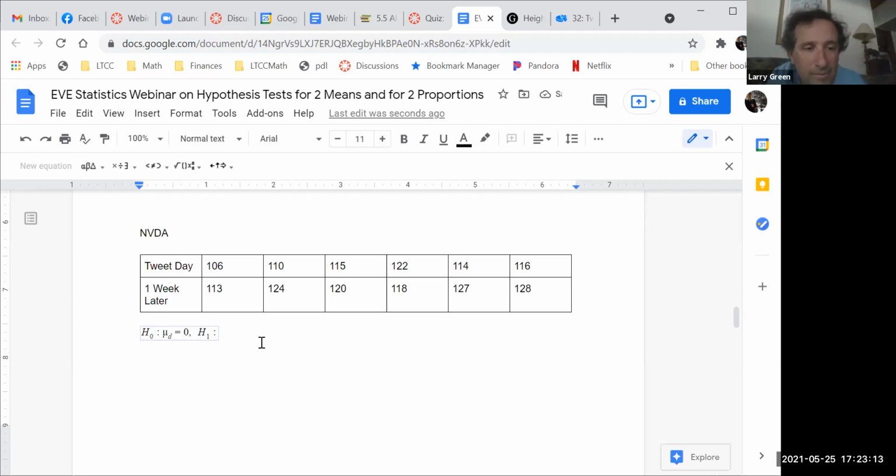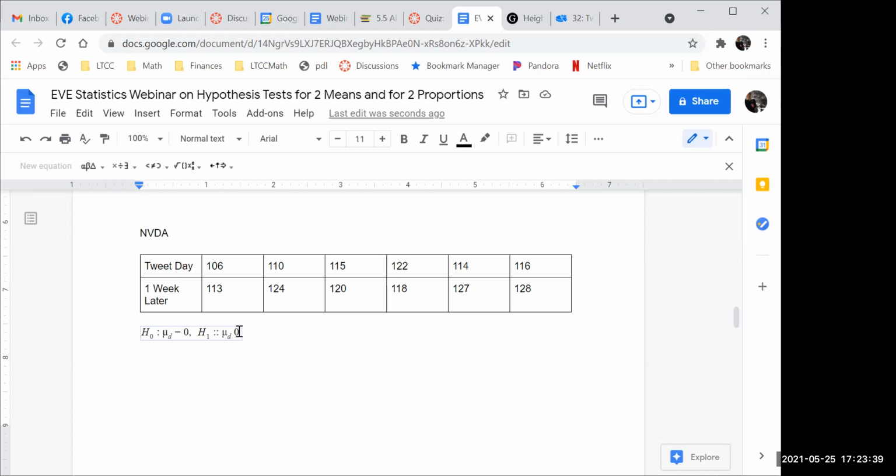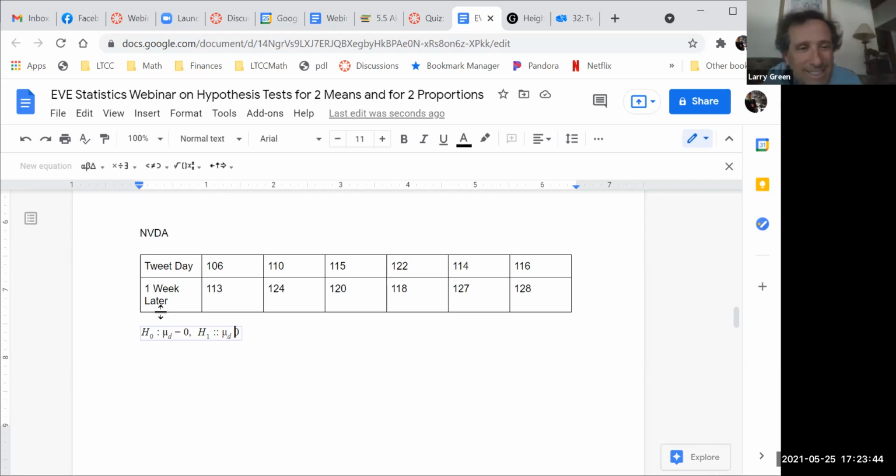And H1 is mu sub d. It's not going to be equal 0, but I'm going to copy it and paste so I don't have to type as much. What inequality goes in between the mu sub d and the 0? What do I want? I want to make money. That's a hint. Greater. Okay, that's one idea, but I want tweet day to be smaller than 1 week later. Do you see that?